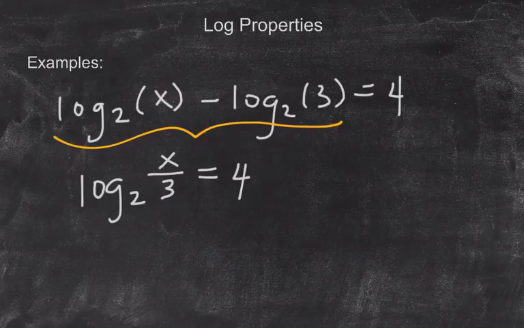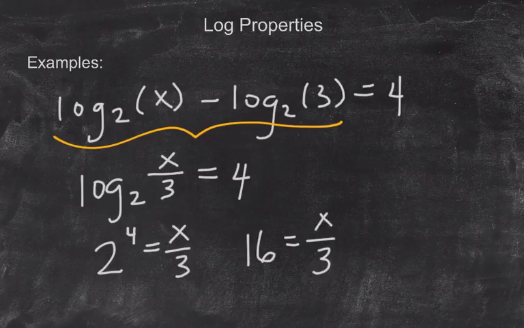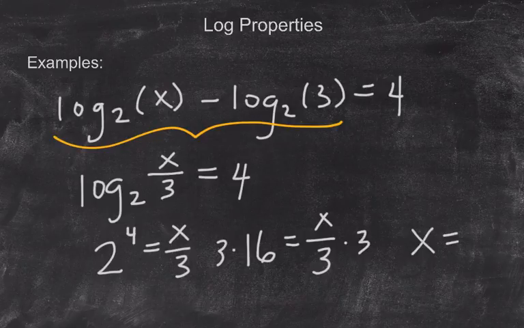Then I'm going to use the definition of a logarithm to rewrite this in exponent form. This is saying 2 to the power of 4 gives me a value of x divided by 3. We know that 2 to the 4th is 16. Now I've got x divided by 3 equals 16, so when I multiply by 3 on both sides, I see that x equals 48, and that's my solution.